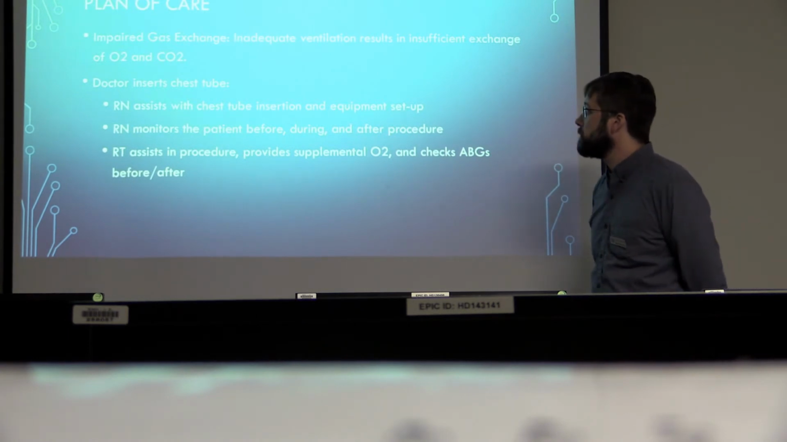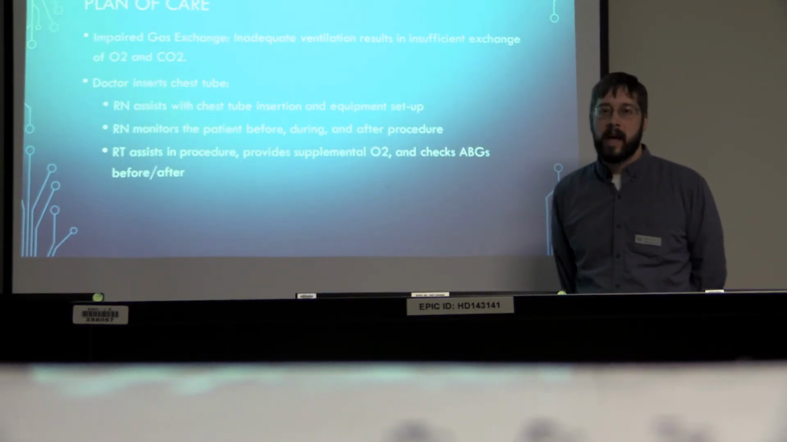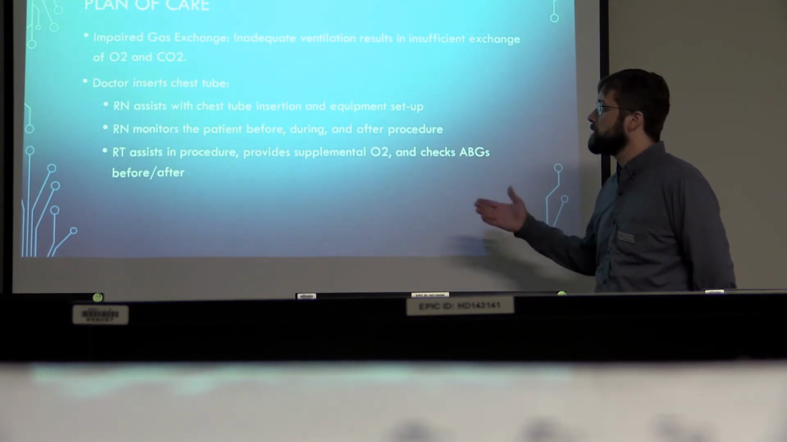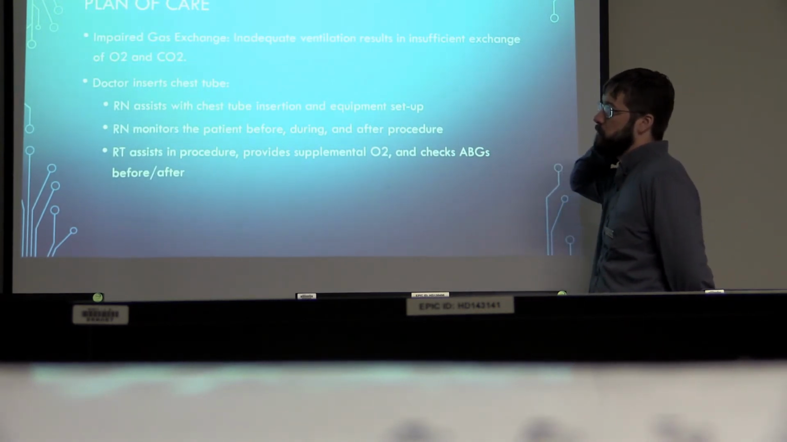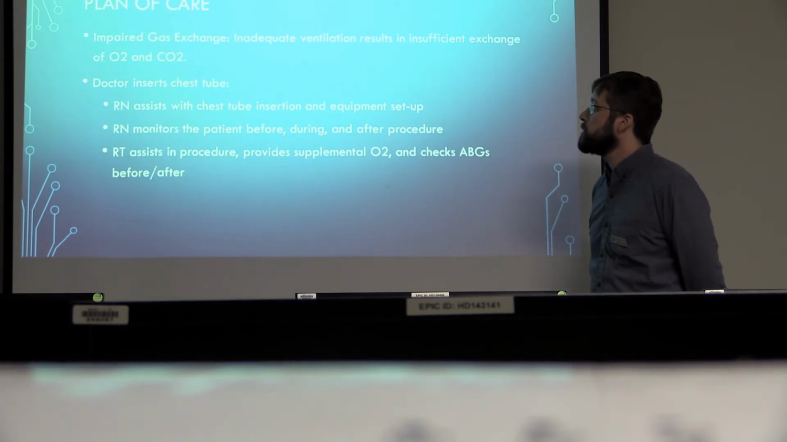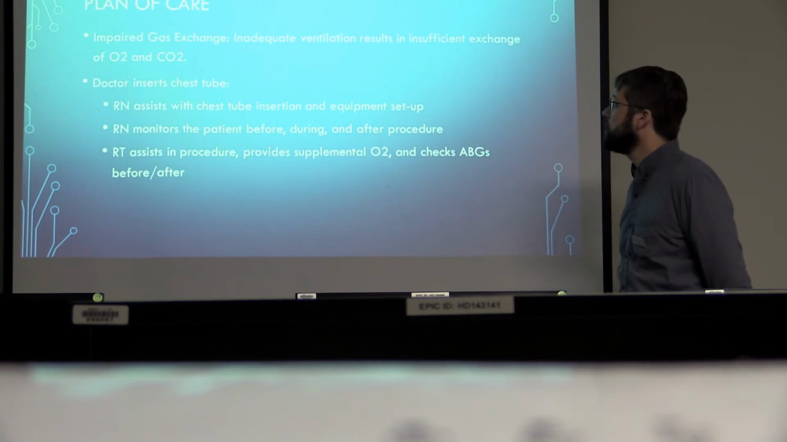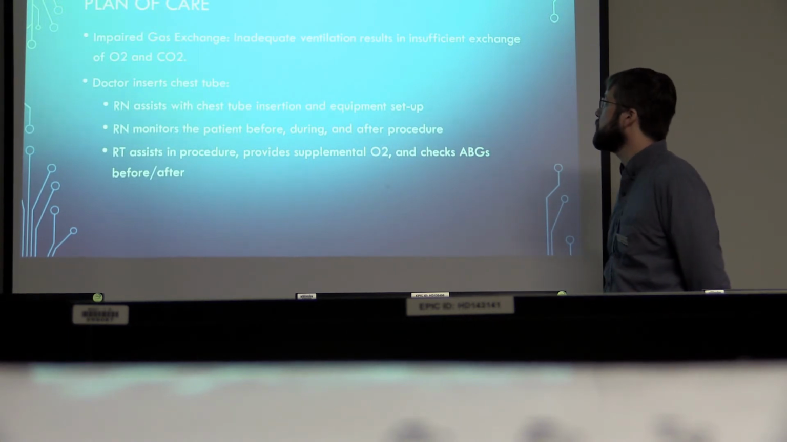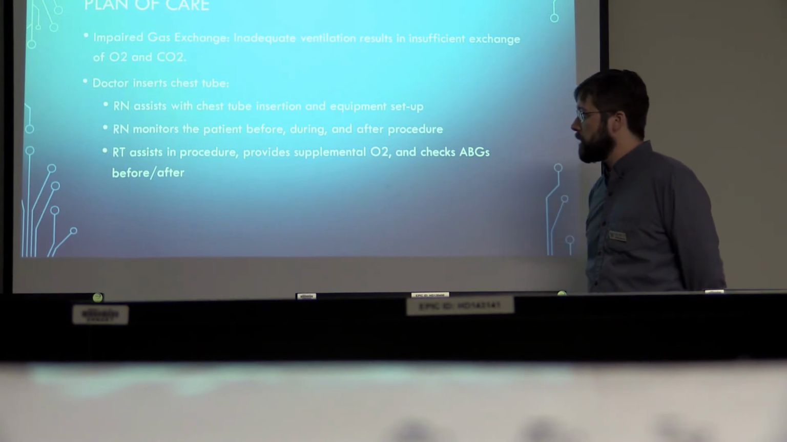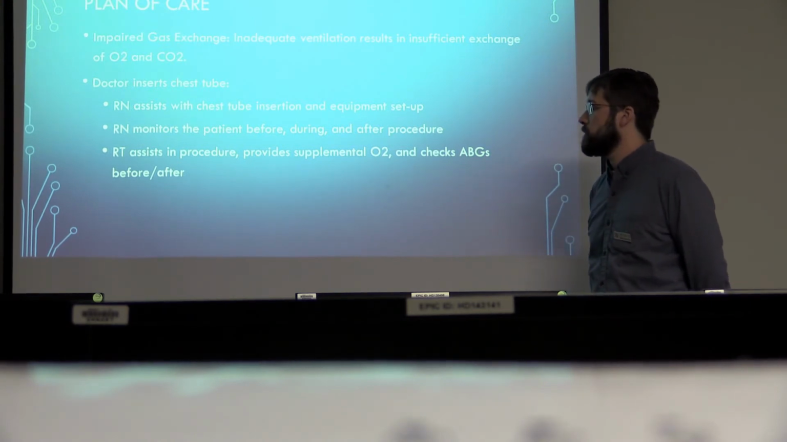So for this plan of care, we imagined an ER visit with somebody that has a pneumo bad enough to need a chest tube. So that patient's going to have impaired gas exchange, inadequate ventilation results in insufficient exchange of O2 and CO2. In that situation, the doctor's going to insert a chest tube.